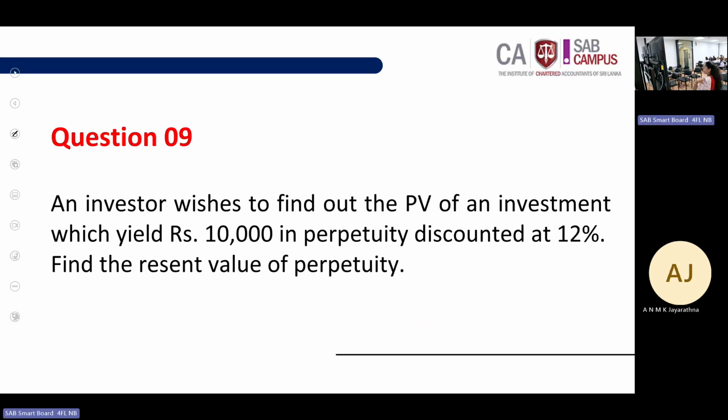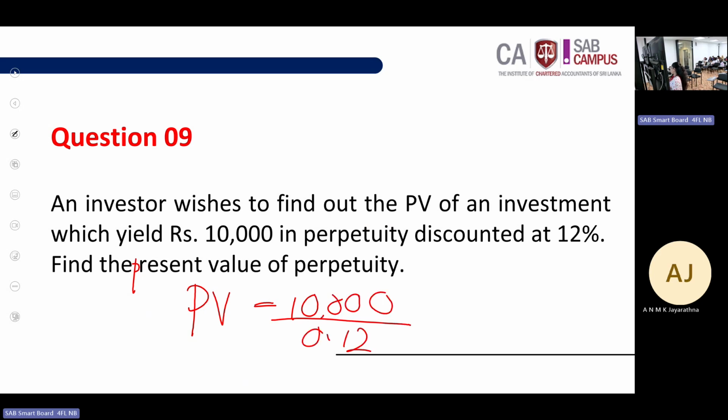Before the last question, an investor wishes to find out the PV of an investment which yields 10,000 in perpetuity, discounted at 12%. Find the present value of this perpetuity. PV of perpetuity equals annuity amount, that is 10,000, divided by 0.12. You can take the balance there.